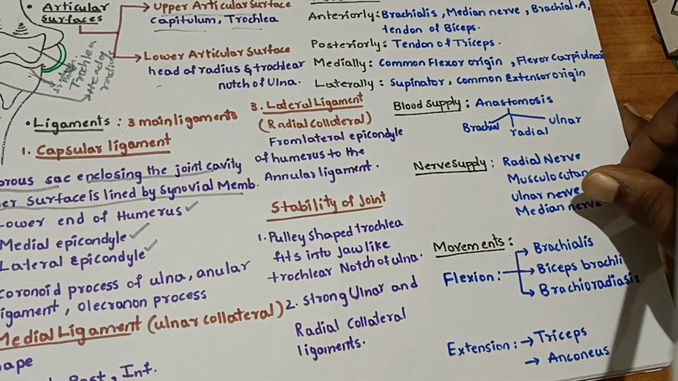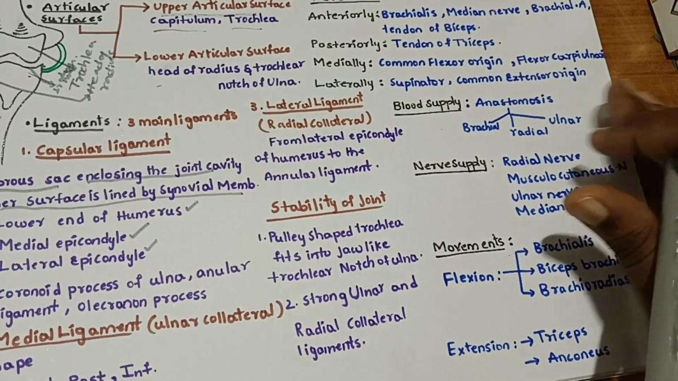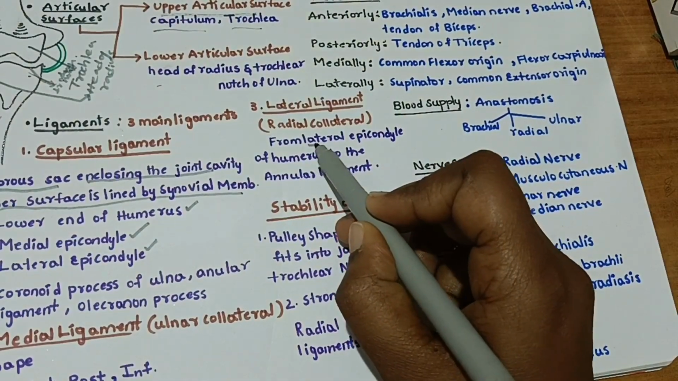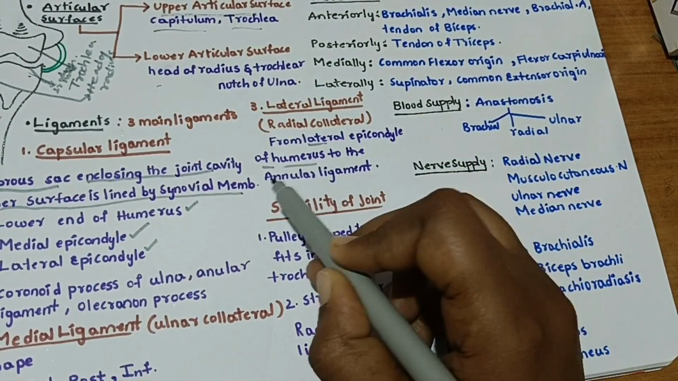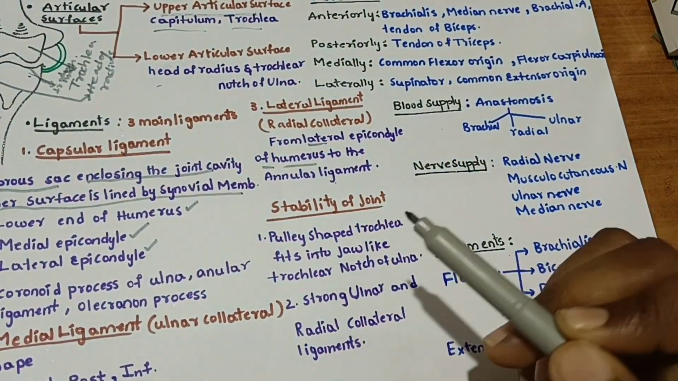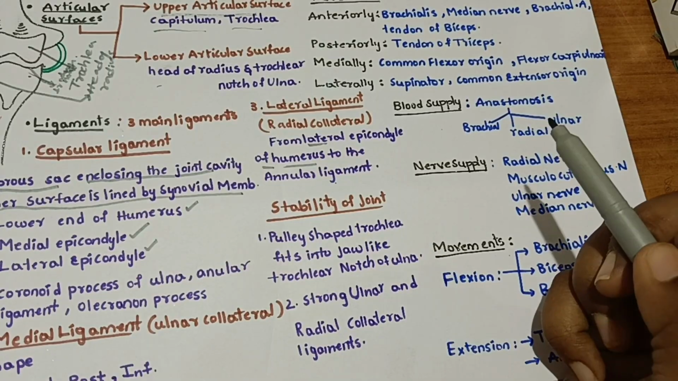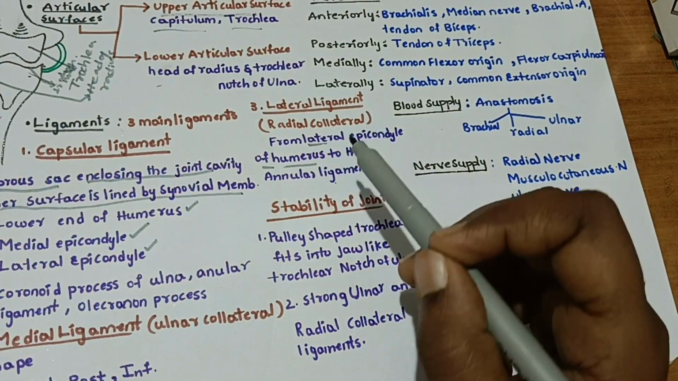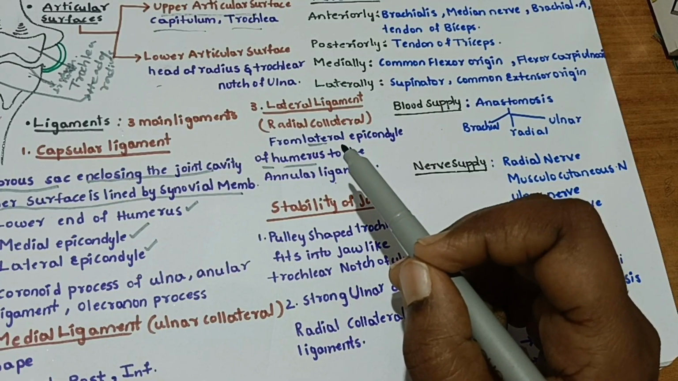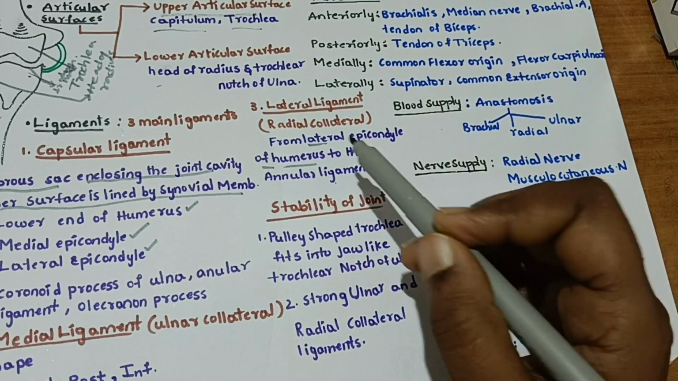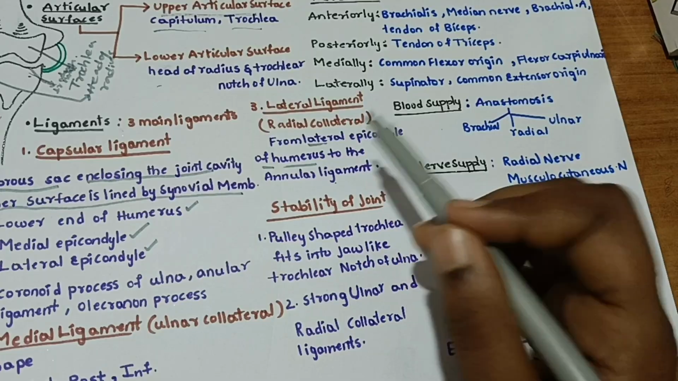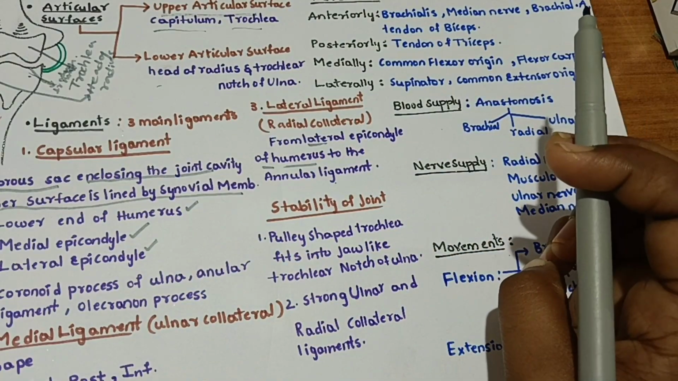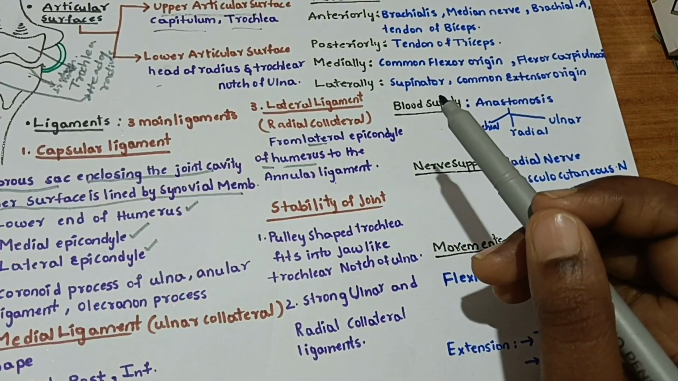The lateral ligament, or radial collateral ligament, is extended from the lateral epicondyle of the humerus to the annular ligament. It is a lateral one, so it should be presented laterally. So what is the lateral epicondyle? It is present in the lower end of the humerus. It is extended till the annular ligament of the radius.